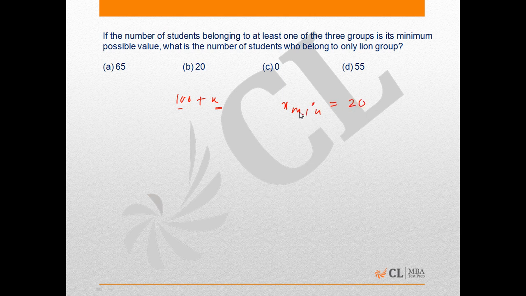Here it is asking what is the number of students who belong to only lion group. The number of students who belong to only lion group is X minus 20, and in this case X is 20. Therefore the number of students who belong to lion group is 20 minus 20, that is 0. Therefore option C is the correct answer.